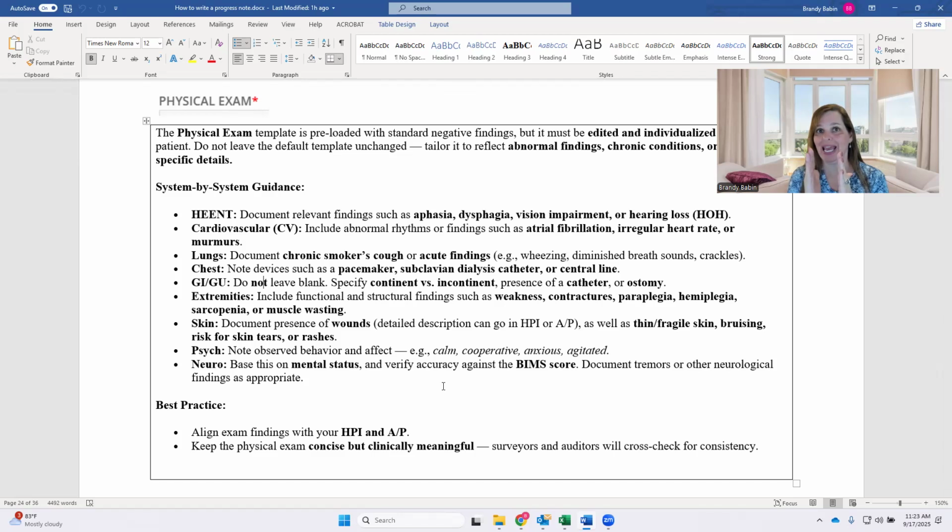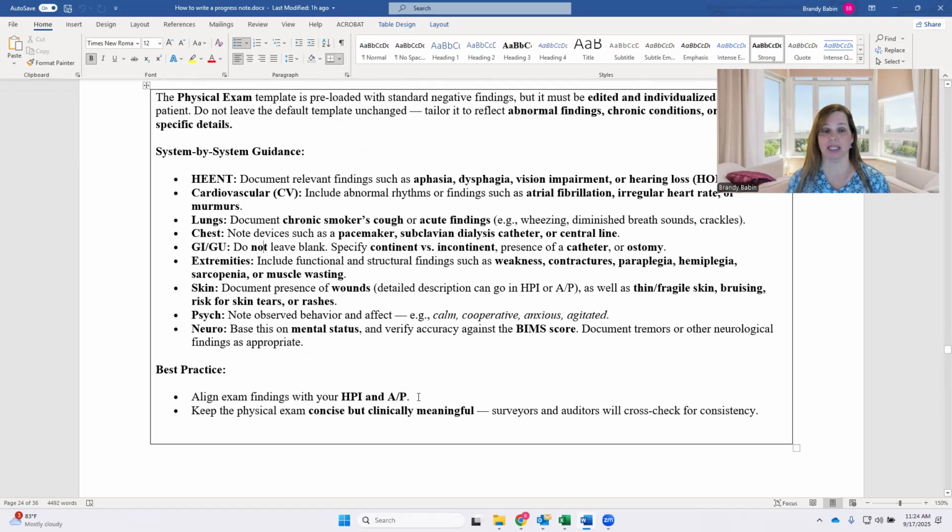If it's between 8 and 12, you have short-term memory deficits. And if it's 13, 14, or 15, then you can leave the no focal deficits. But this is your neuro. Neuro is dementia. So this is where you're going to put tremors. This is where you're going to put memory loss. This is where you're going to put anything that's neurological, TBI, with whatever is going on with them.